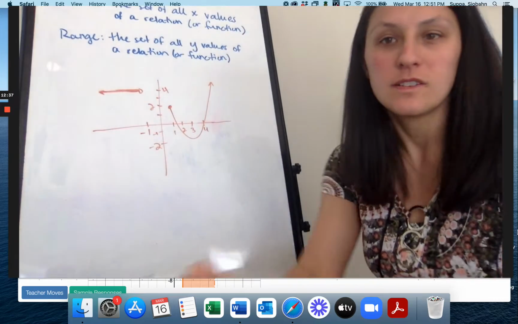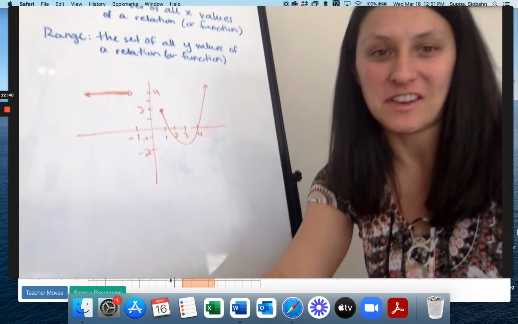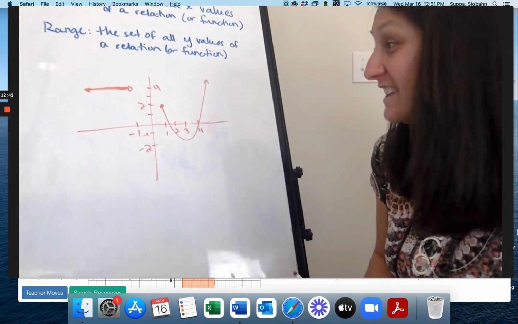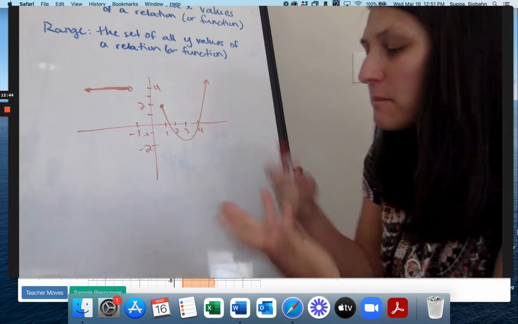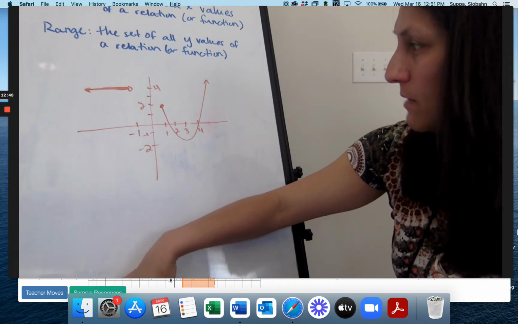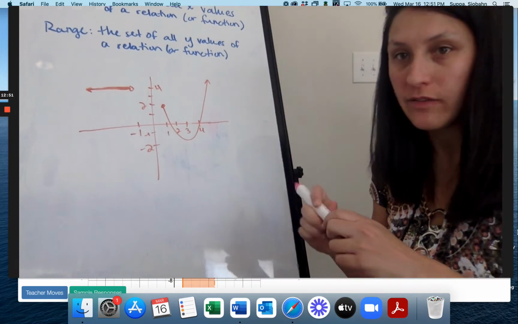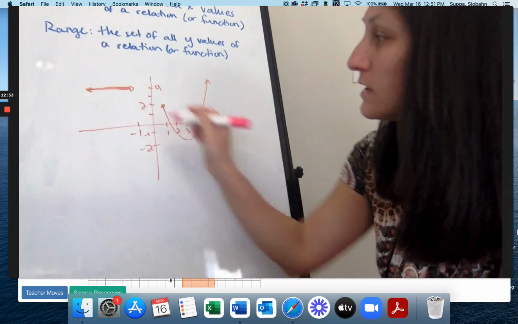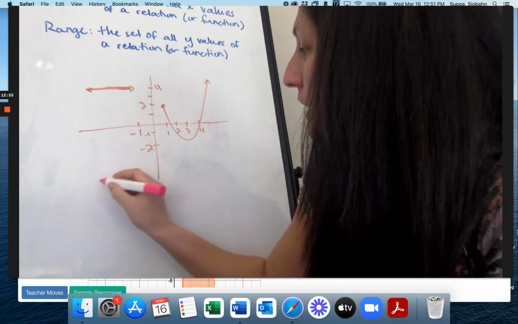Again, these are hand-drawn, so sorry, they're very poor quality, but it gets the point across. So let's look at the domain. The domain of this graph, as you can see, has a jump in it. So the domain starts at -infinity.